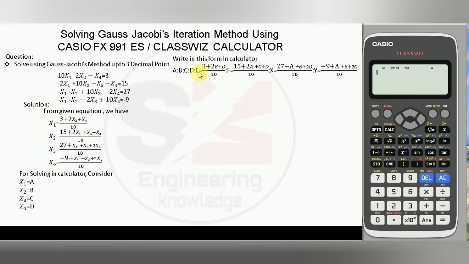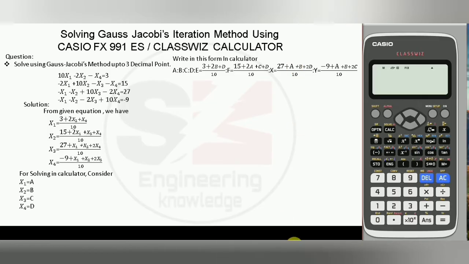and for the LHS we have to consider E, F, X and Y variables in terms of the equation, and we have to write in this form. We have just converted this form into this form by replacing the LHS value by E, F, X and Y and the RHS variable value by A, B, C, D. You can see in the numerator.